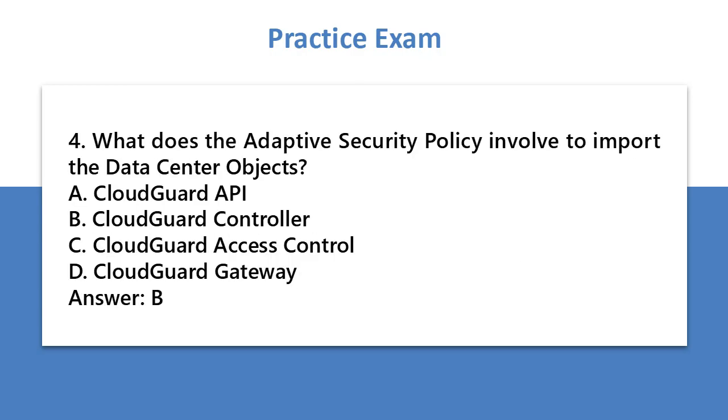4. What does the adaptive security policy involve to import the data center objects? A. CloudGuard API. B. CloudGuard Controller. C. CloudGuard Access Control. D. CloudGuard Gateway. Answer: B.